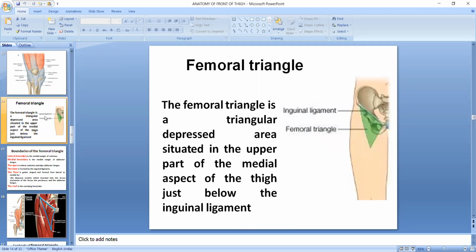The femoral triangle is a triangular depressed area situated in the upper part of the medial aspect of the thigh just below the inguinal ligament. You can see here in a triangular this area. This is a femoral triangle.